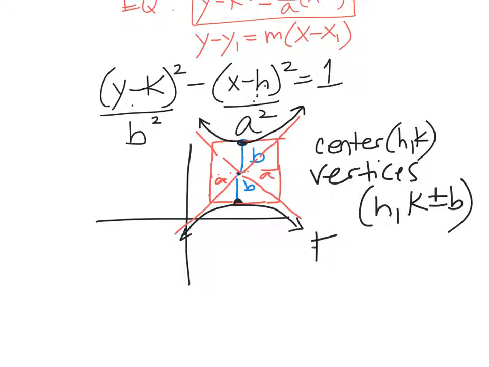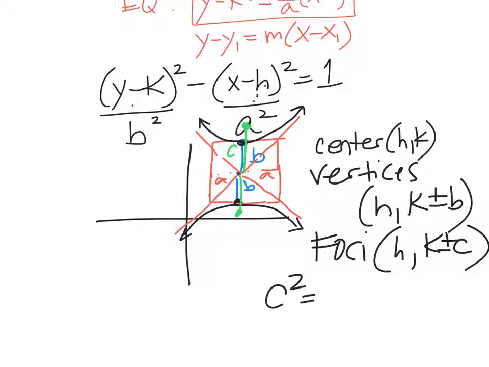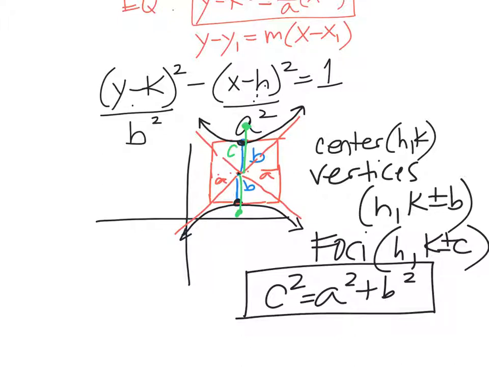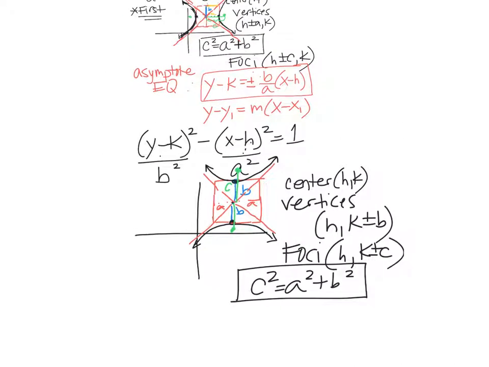The foci are going to be in the bowl part. Now they're a distance of C from the center, so the foci would be at (h, k plus or minus c). And the foci equation is always a squared plus b squared equals c squared. The asymptotes are the same too. That didn't change at all. So just remember the foci equation, the asymptote equation, and then graph the rest of it. Okay?